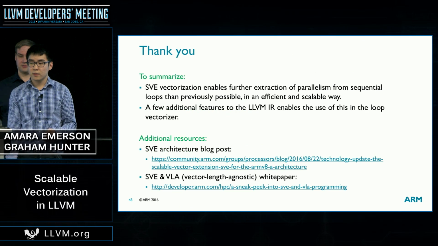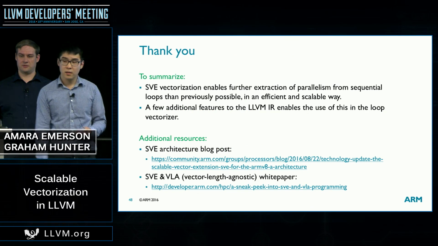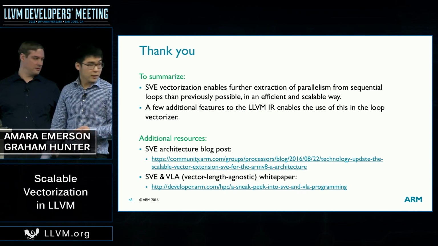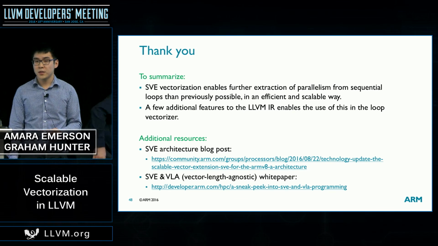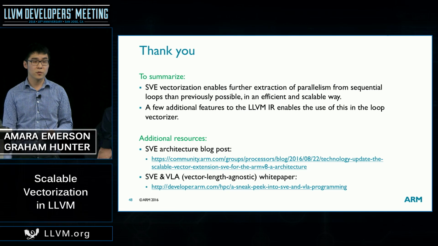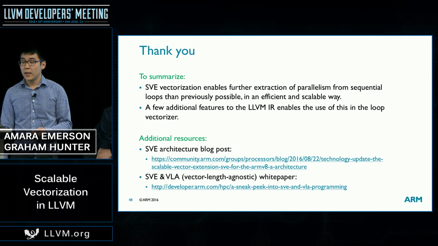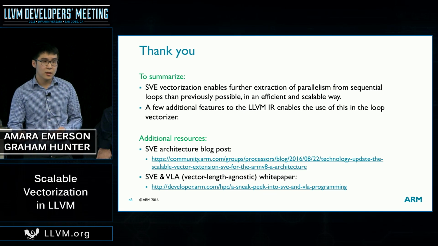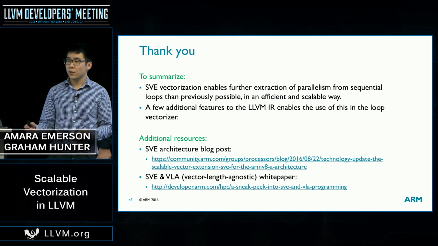So with that, I'd like to summarize what we've talked about today. SV allows a broader class of loops to be vectorized and allows us to extract more parallelism from sequential code. And we've introduced a bunch of new features to the LLVM IR in order to support this.